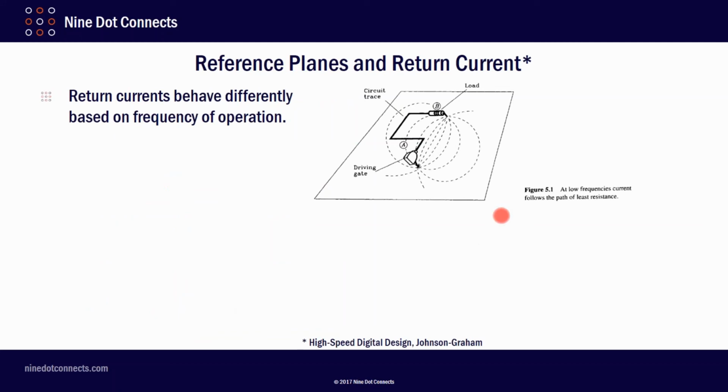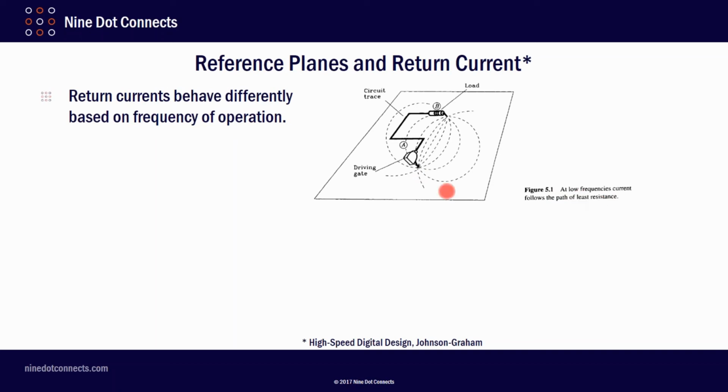So what we've done here is, in High-Speed Digital Design by Johnson and Graham, he does a good job of explaining this. So we have a picture here where we have a source, and the way the charges are moving through the top, through a wire, go through a load, and then they come back through the reference plane. And notice they pick whichever path they want to come back based upon least resistance.